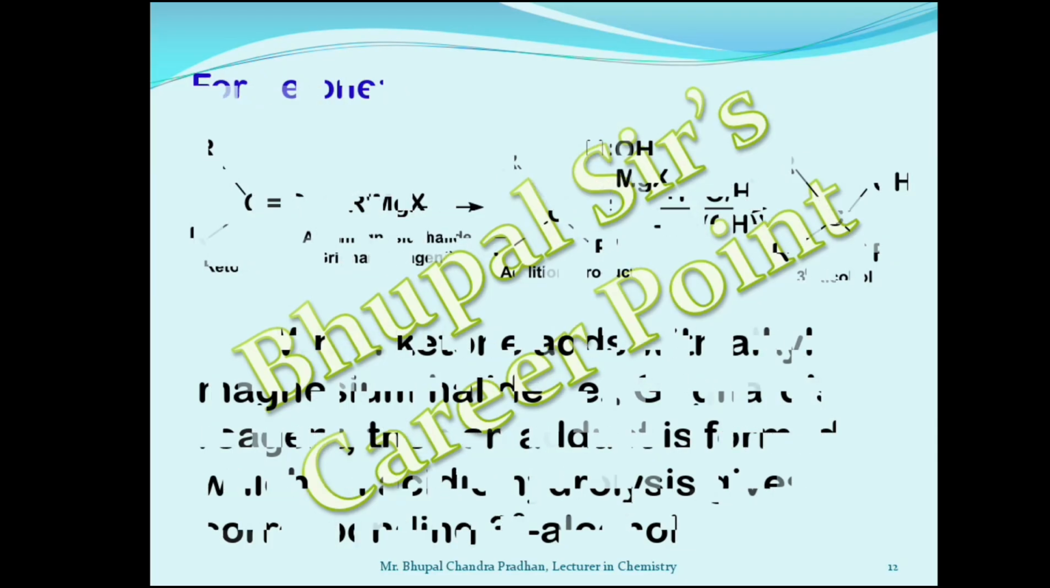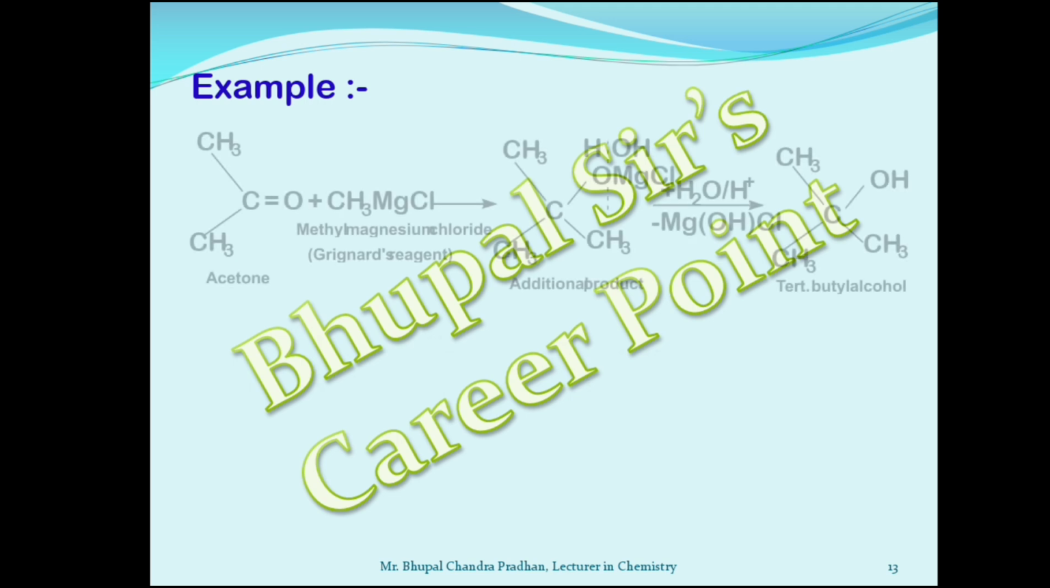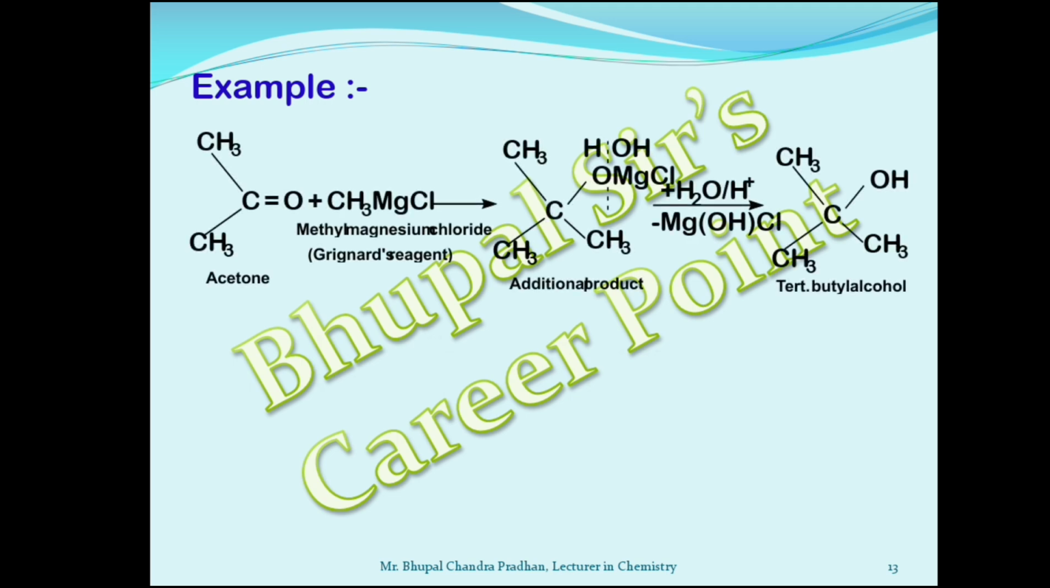Let us come to an example. Let us take CH3 in place of R and R dash, and chlorine in place of X. Then the ketone is acetone and the Grignard's reagent is methyl magnesium chloride. Whenever methyl magnesium chloride is added to acetone, then an adduct is formed, which on acidic hydrolysis gives an alcohol where the carbon atom to which the OH group is attached is in turn attached to 3 methyl groups.